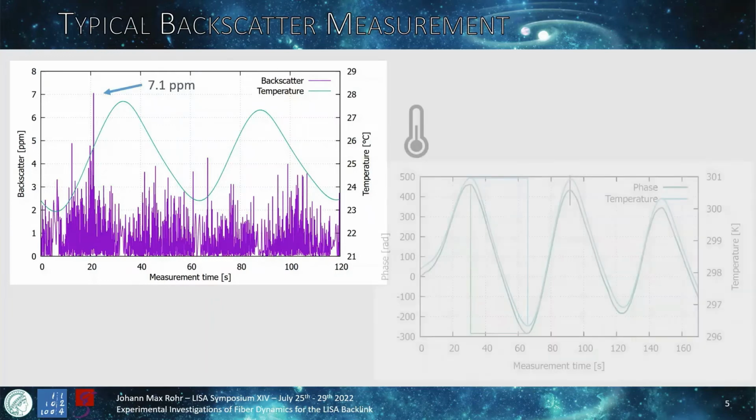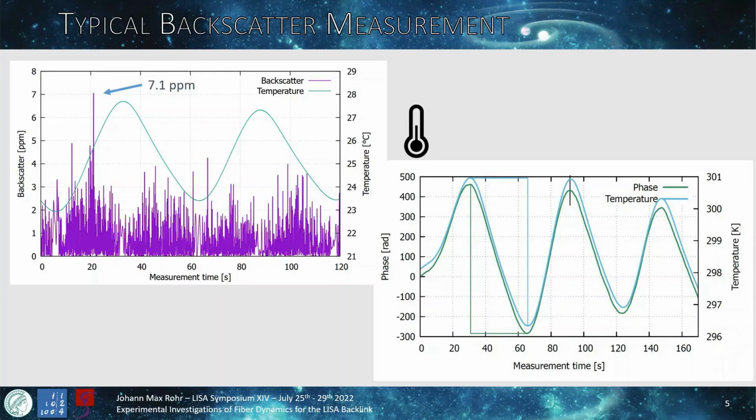This temperature modulation also allows us to measure the temperature to phase coupling by comparing the measured phase signal through the fiber to the applied temperature. In the example shown here, we measure a temperature coupling of about 43 radian per Kelvin and meter.